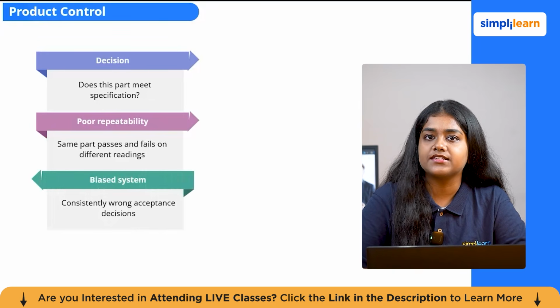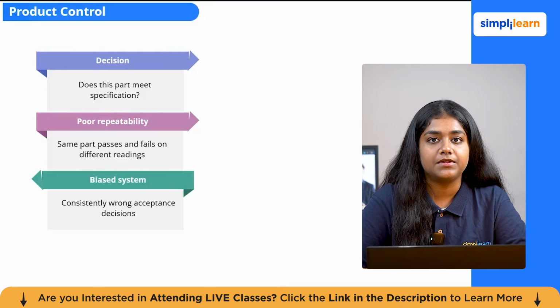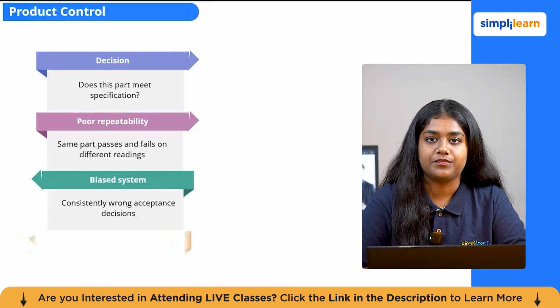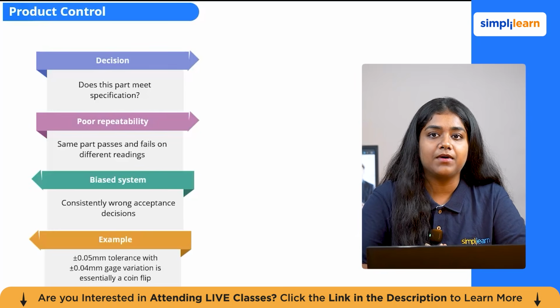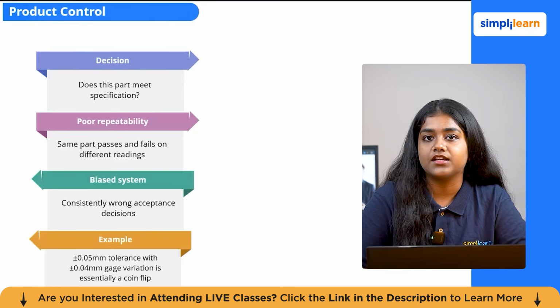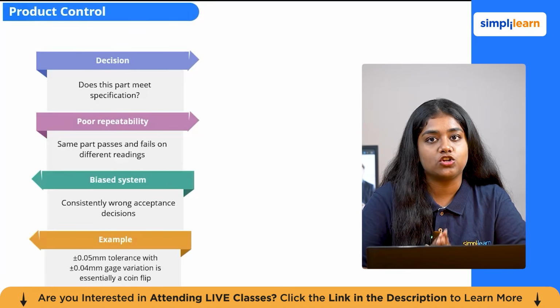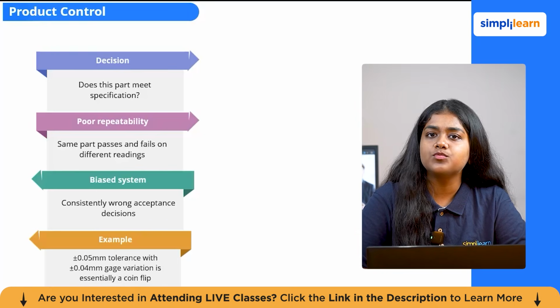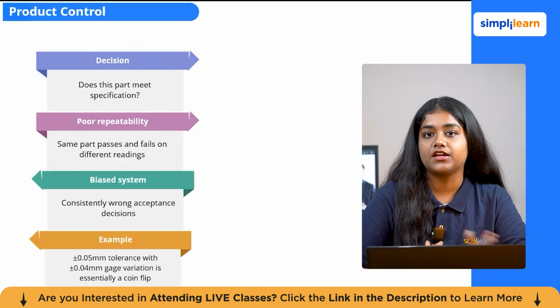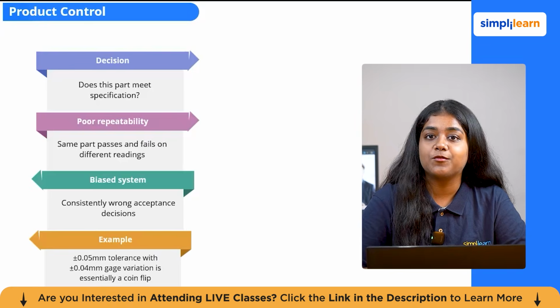If the measurement system has significant bias, you might be making the wrong call consistently. If it has poor repeatability, the same part might measure as a pass in one reading and a fail in the next. If your measurement system itself has a variability of plus or minus 0.04 mm, then a huge portion of your measurement spread is coming from the gauge and not from the part. So let's understand process control.